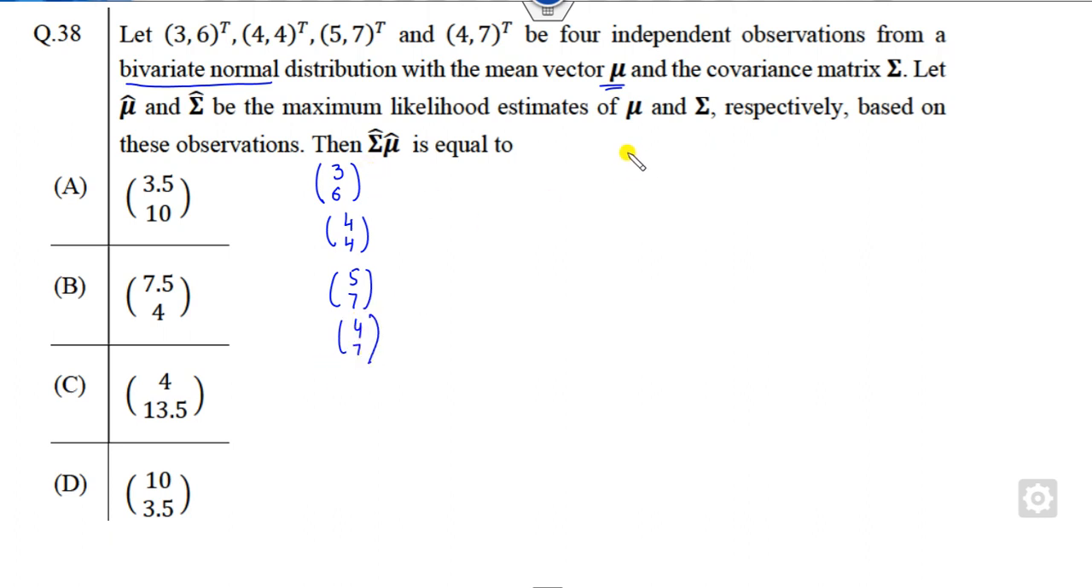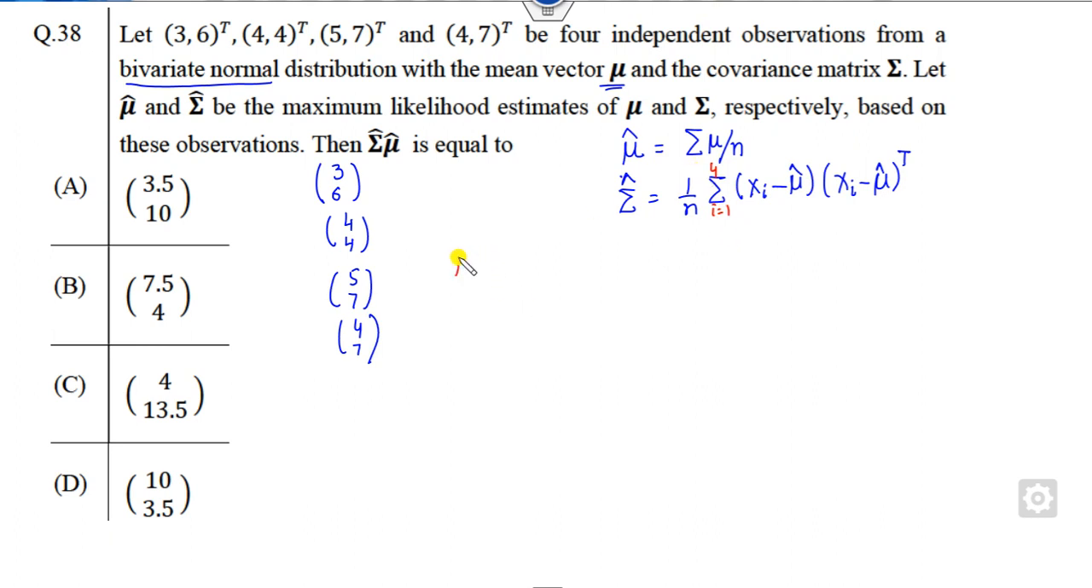Firstly, I will tell you the formula of mu cap. This is the mean, so the formula for the mean is the sum of these divided by n. Then the variance is a matrix, so it can be written this way: the sum of (xi minus the mean) times (xi minus the mean) transpose. There are 4 vectors, so i varies from 1 to 4.